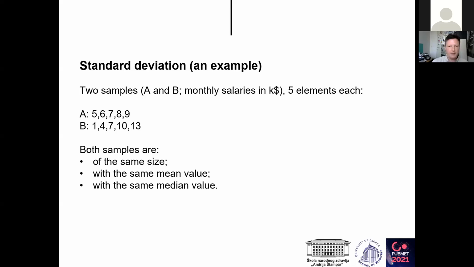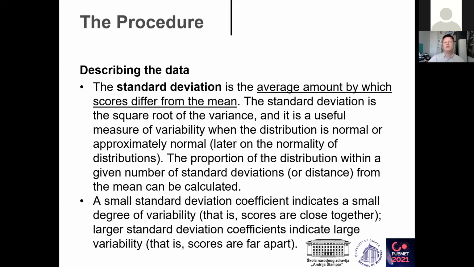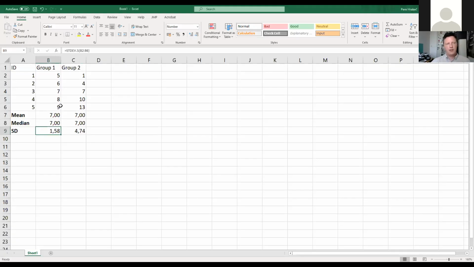Okay, let's go back to the PowerPoint, and let's just remind ourselves. The standard deviation is the average amount by which scores differ from the mean. So the information that standard deviation gives me is exactly that. It's easy to notice such things when you have five measurements, five participants. But imagine you have 300 or 5,000, then it's not so simple. So here, as you can see, we've got a standard deviation of 1.58, and here we have a standard deviation of 4.74.